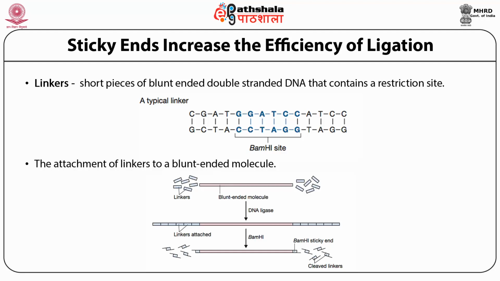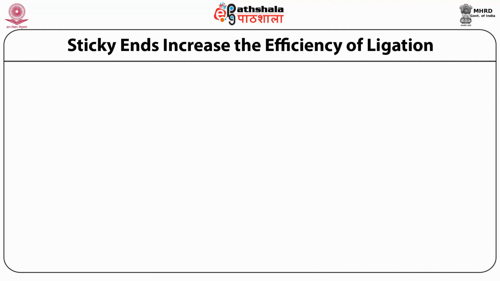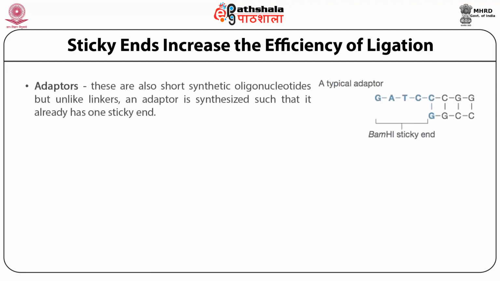it is digested with, in this case, the BamHI enzyme, so that a DNA molecule with a blunt end can be turned into one which has a sticky end, because the linkers which are attached are digested, leaving one linker on each side. The second type of molecules is the adapters.